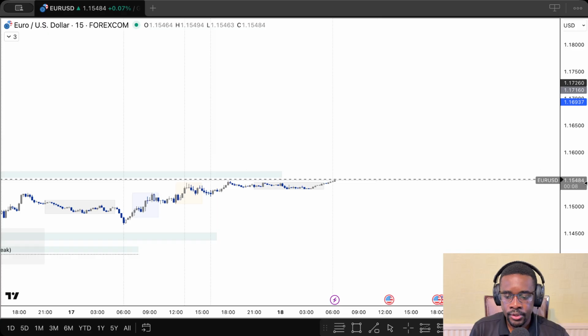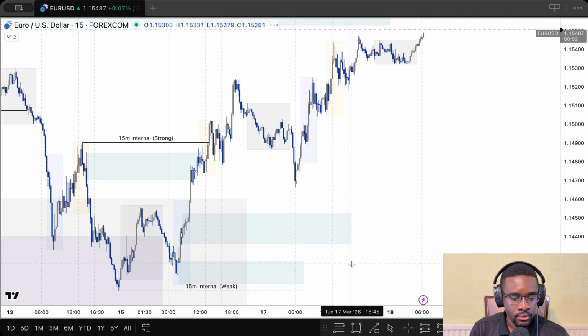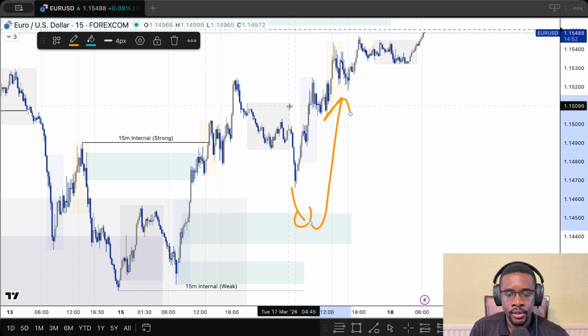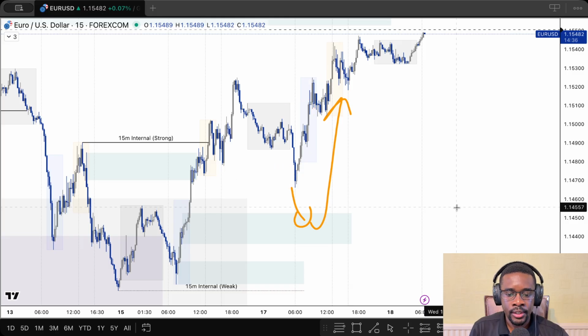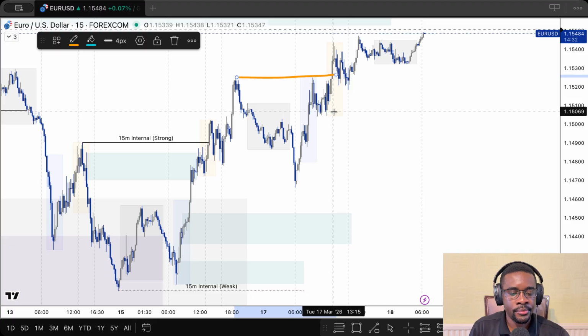Looking on the 15-minute, like we said yesterday, I was expecting price to come down, maybe mitigate these areas before going for that high, or at least taking out the Asia highs. However, we just swept these lows, and that was enough for price to continue bullish. So right now price is bullish, and it has broken structure to the upside.